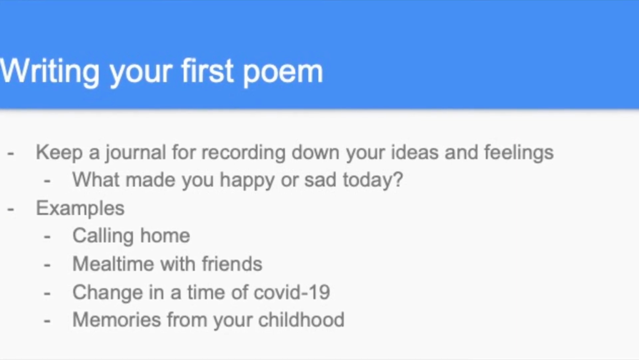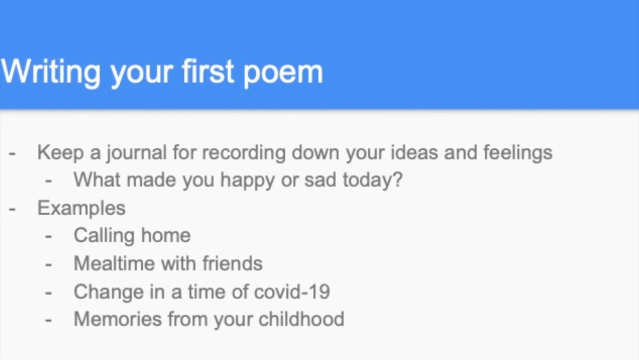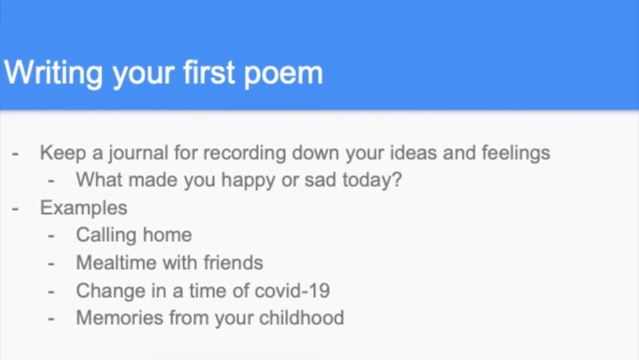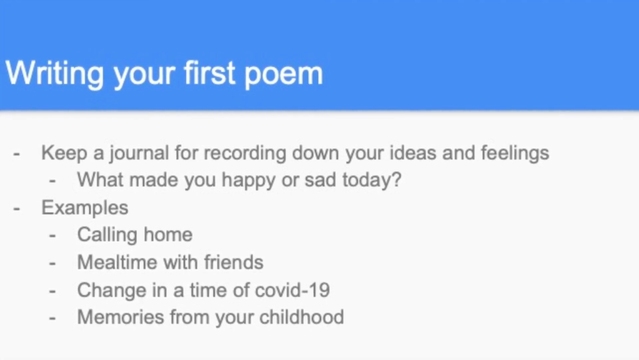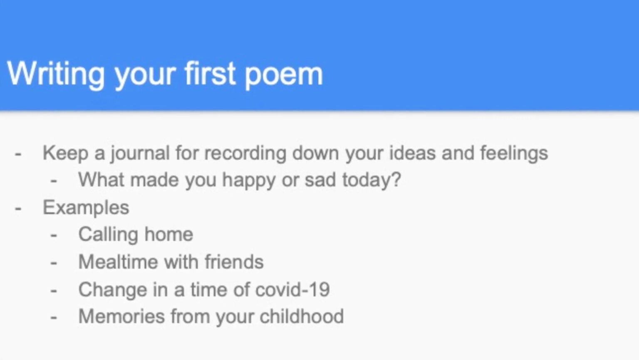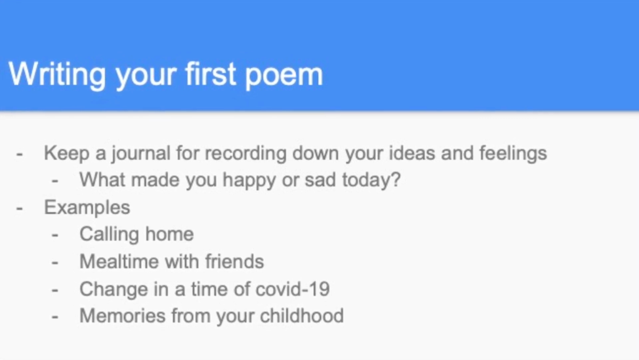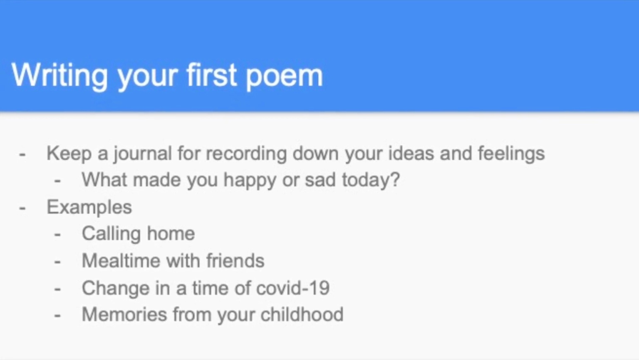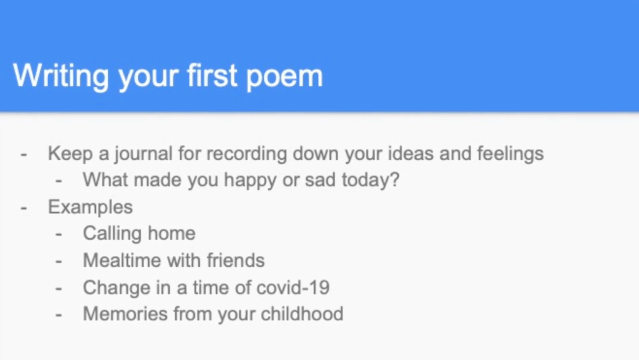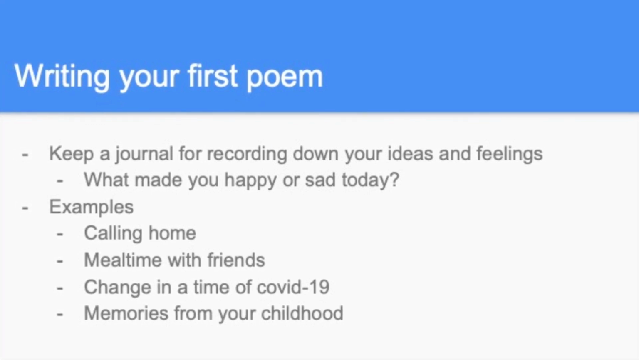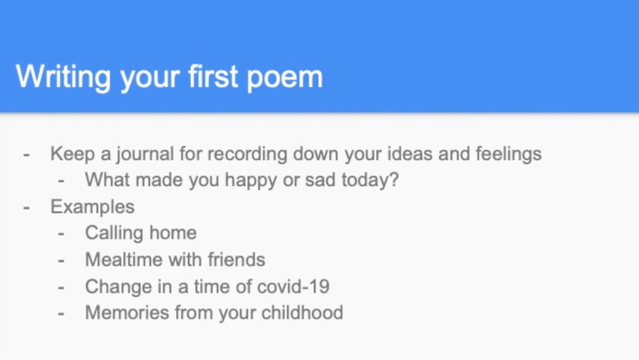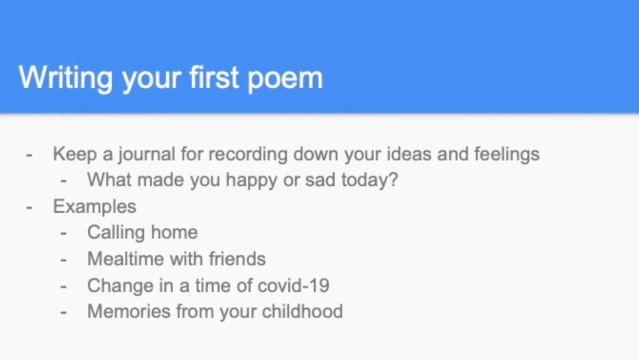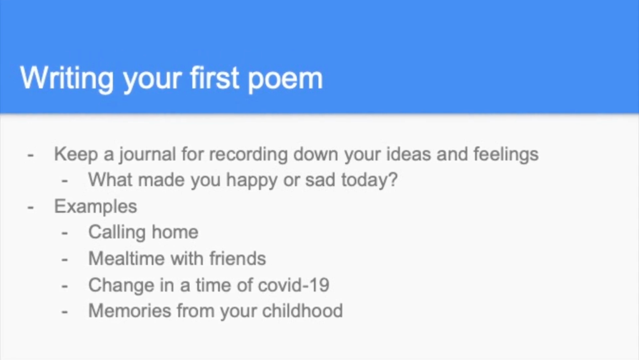So what are some tips from me on writing your first poem? Bearing in mind that I'm no expert, I'm just writing poetry at home, kind of like you are. I would definitely say that a good tip is to keep a journal for recording your ideas and feelings. So if you don't have a notebook, maybe just write it down on your phone. For example, what made you happy or sad today? What are the feelings that you're going through right now?